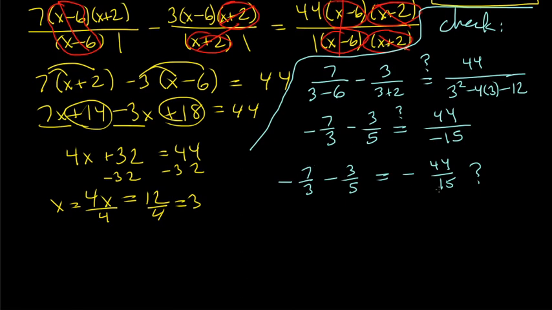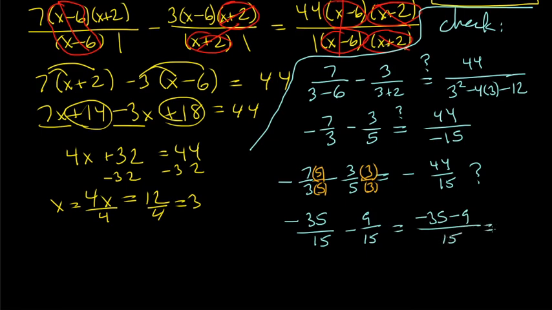Notice that the LCD here is 15, so if I multiply by 5 over 5 and 3 over 3, what do I get? I get negative 35 over 15 minus 9 over 15, which now that they have the same denominator, it's negative 35 minus 9 over 15. Negative 35 minus 9 is negative 44 over 15, and that's what we were looking for. So the answer is yes, they are equal.